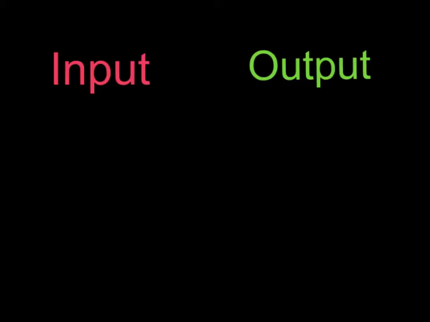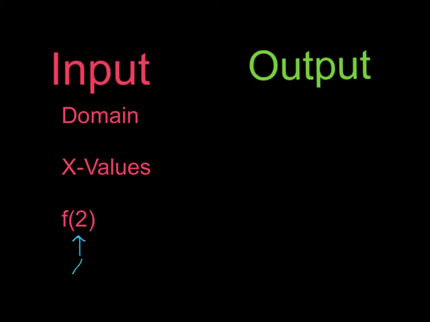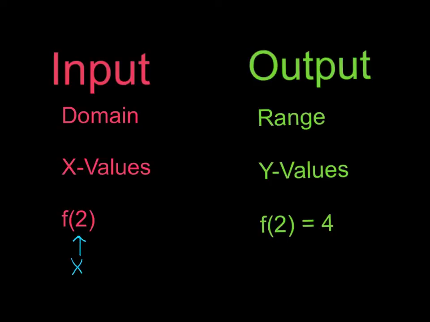So here are the two words, input and output, and I just want to do a quick review on what other vocab words correspond to input and which words correspond to output. Input represents your x values, which is also your domain, and then what we're adding is this function notation, and the number inside parentheses is your x value or your input. And your output represents your y values or your range. And in this case, if you plug 2 in as your input, whatever that equals is your output or your y value.